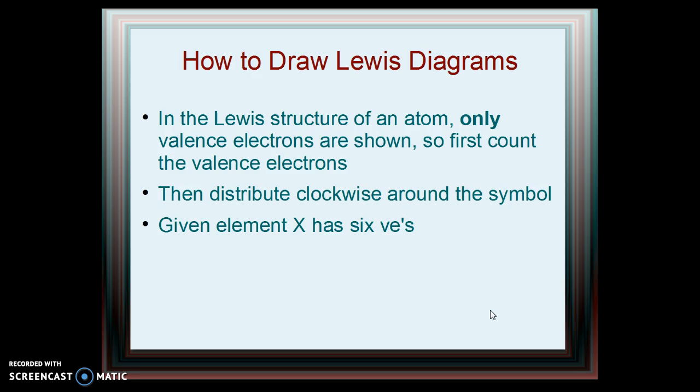So, given that element X has 6 valence electrons, like oxygen and sulfur, here's how we do it. We write the symbol, and then we write clockwise 1, 2, 3, 4. Now you could have started at any one of those. Then you have 2 more, 5 and 6 are paired up. And notice that this follows Hund's rule. We half-fill orbitals before we completely fill any.